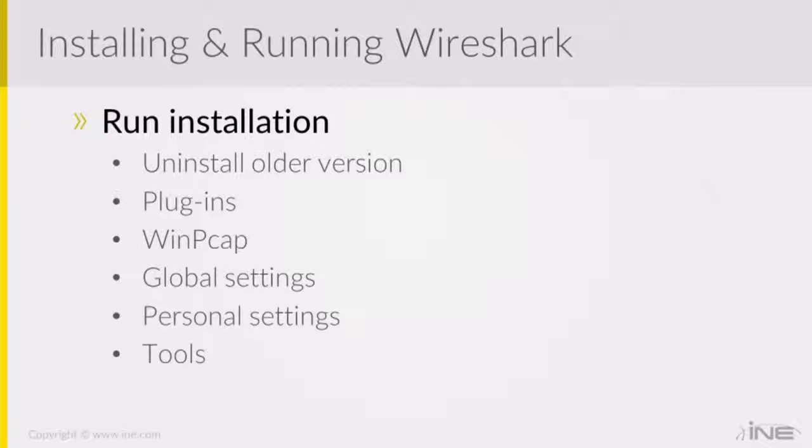Global settings, specifically things that you want to change globally on the installation itself, and personal settings. This is anything from desktop icon to certain places where you want to install it, the default folder as an example, and then the tools. So you may not want to install the command line tools, T-Shark and all those tools, on your system. For example, you can install and use it on Windows.